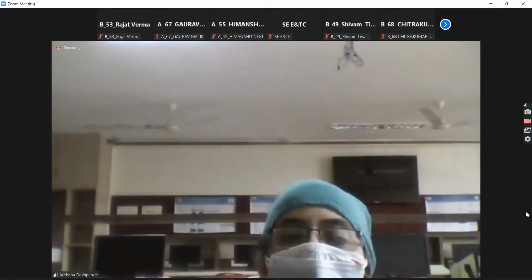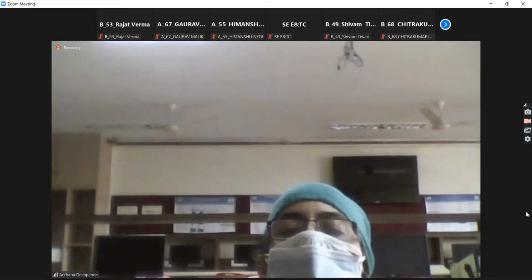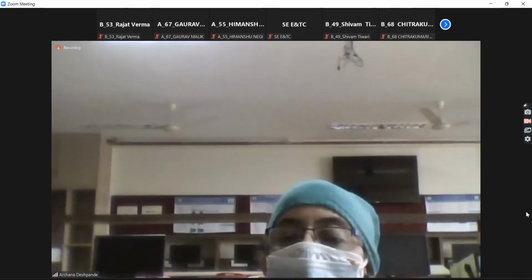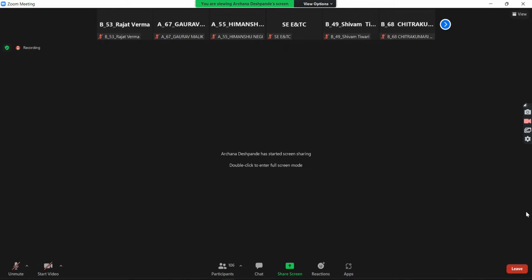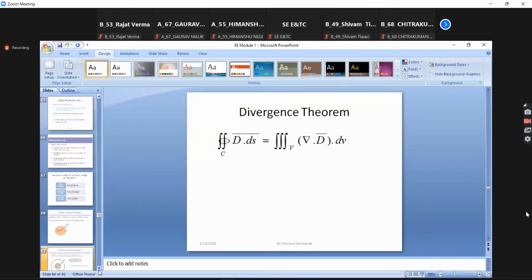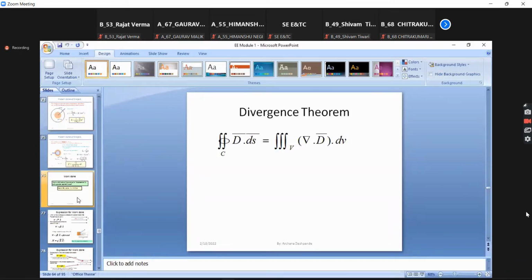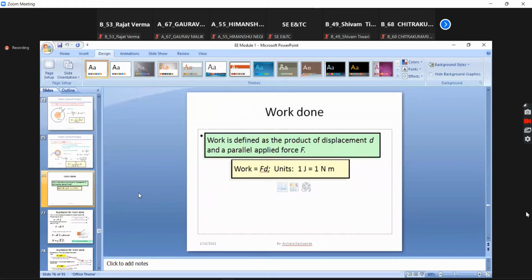So now we are basically understanding the concept of potential. Okay, so before understanding potential, one should understand what is work done. Mathematically, work is defined as the product of displacement d and parallel applied force. So work is equal to F into d. The unit is going to be Newton meter, as it is a multiplication of force into displacement.